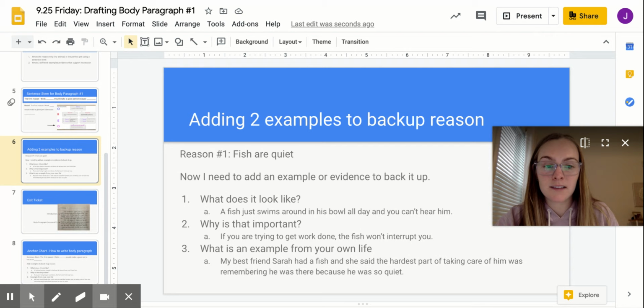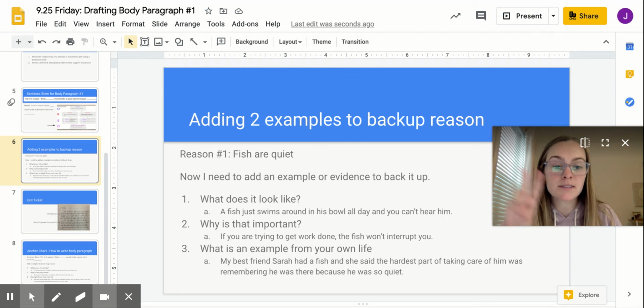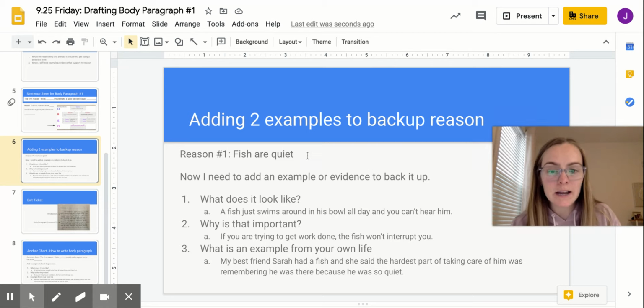Writers, let's move on to step 2 of our criteria for success. If we remember, step 2 was adding at least 2 examples to back up our reason. The reason I wrote last time in our last video was that fish are quiet. That was my reason why fish would be the perfect pet. Now I need at least 2 examples or evidence to back up how fish are quiet.